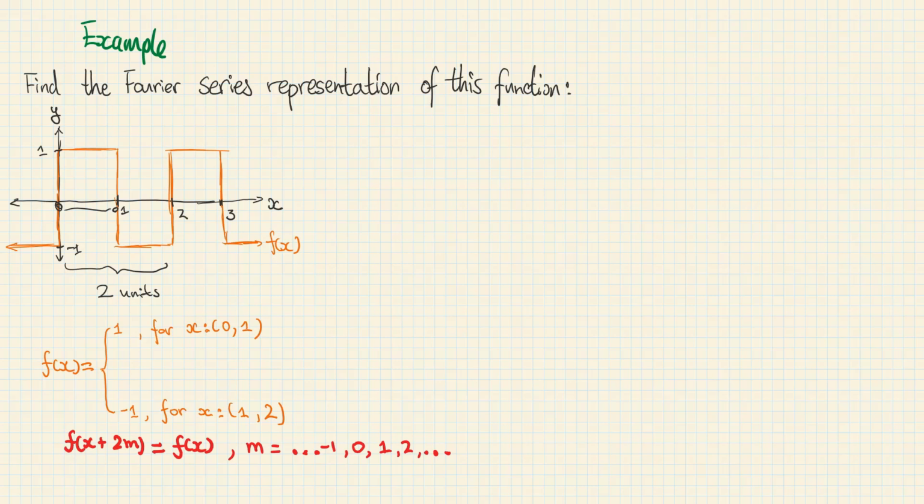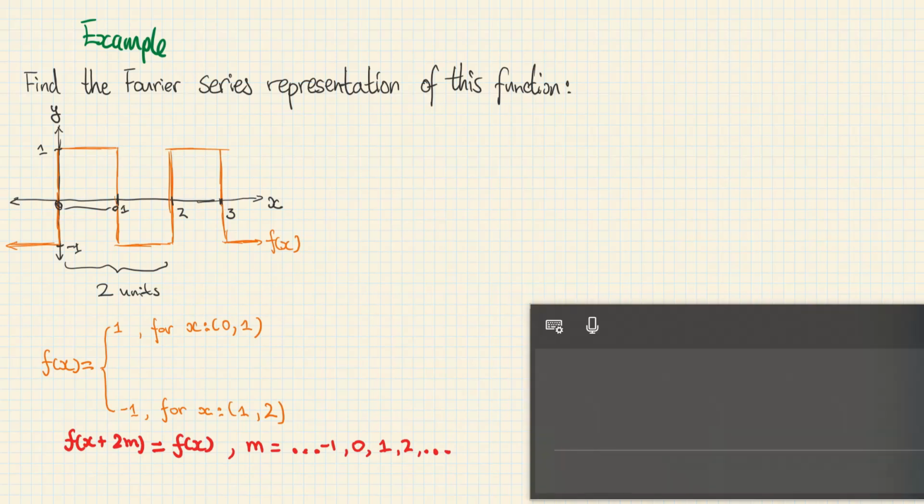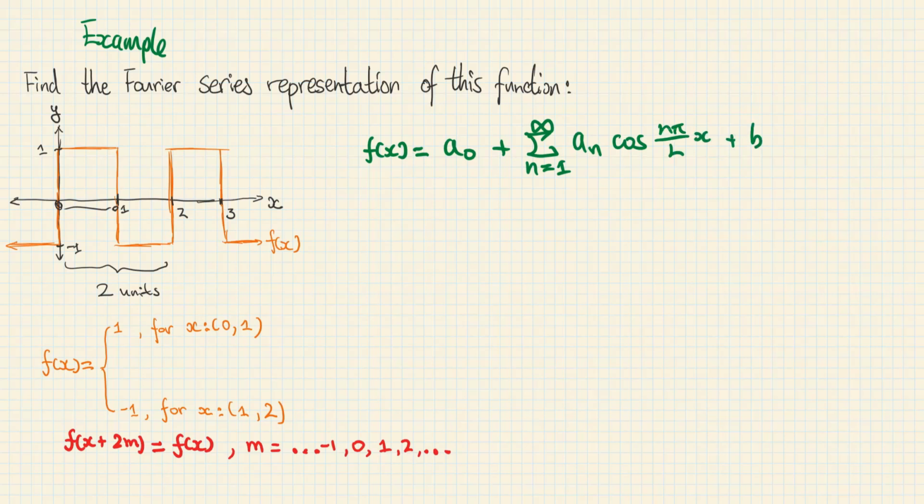So let's start. Our Fourier series was that f of x can be written as a sub 0 plus the sum from n equal to 1 to infinity of a sub n times the cosine of n pi over L x plus b sub n times the sine of n pi over L x.